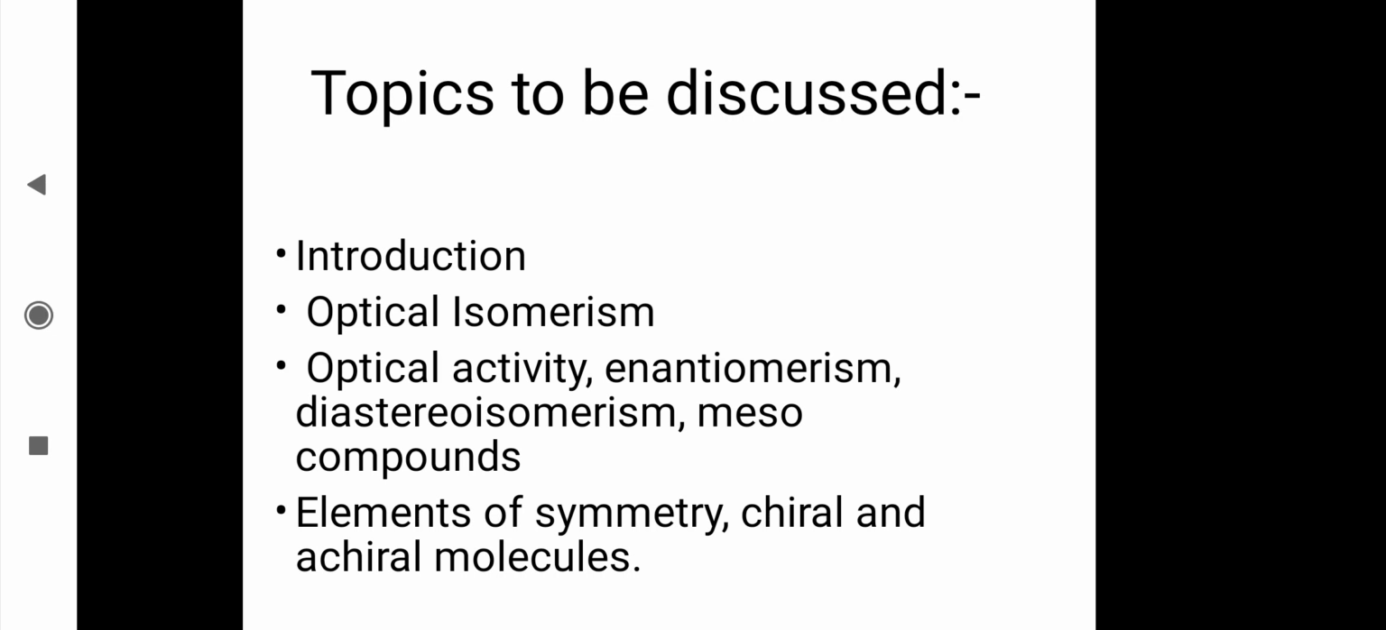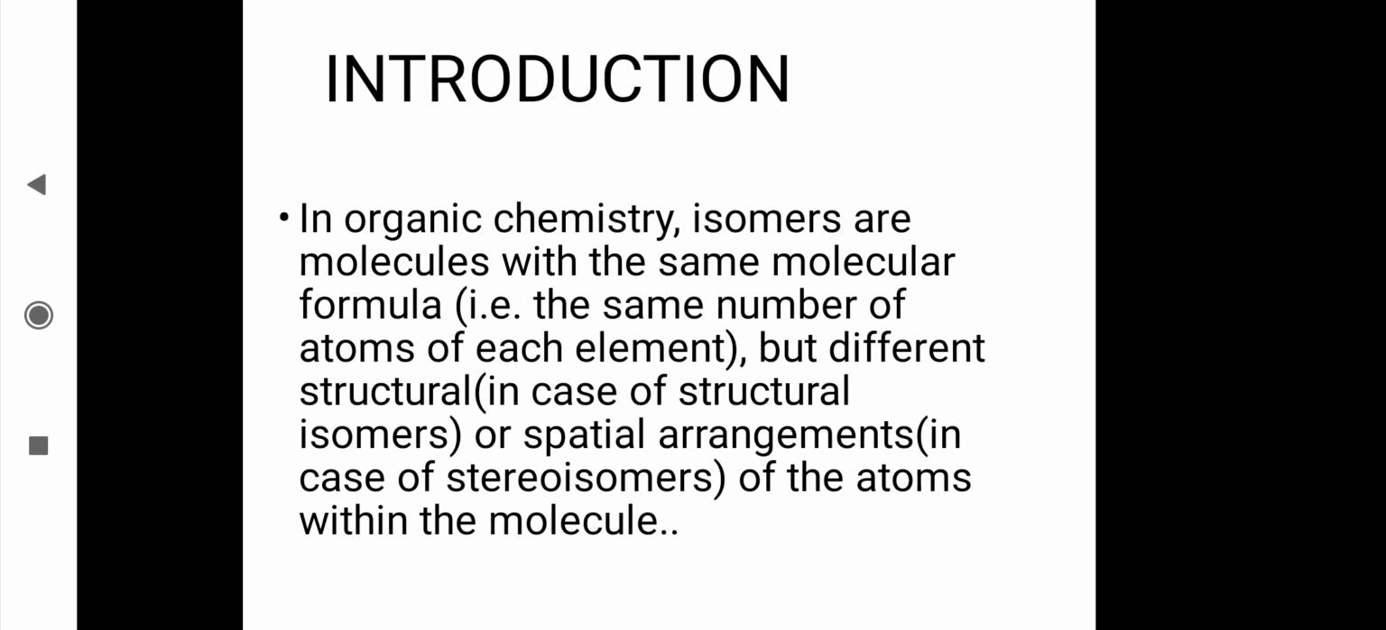Then let's get started. Before you talk about stereoisomerism, you have to understand the meaning of isomers. Basically, in organic chemistry, isomers are molecules with the same molecular formula, as you all know, but different structural or spatial arrangement. If you're talking about different structural arrangement, then you're talking about structural isomerism. But if you're talking about spatial arrangement between the atoms around the carbon in space, then you're talking about stereoisomerism. In the next slide, I will show you the different types of isomerism.